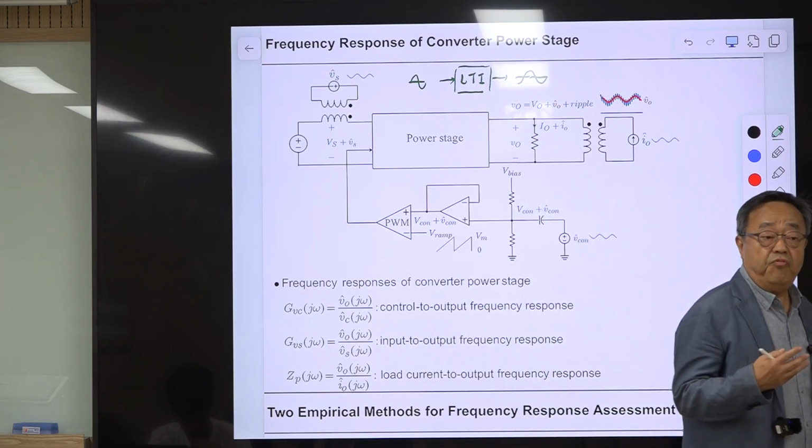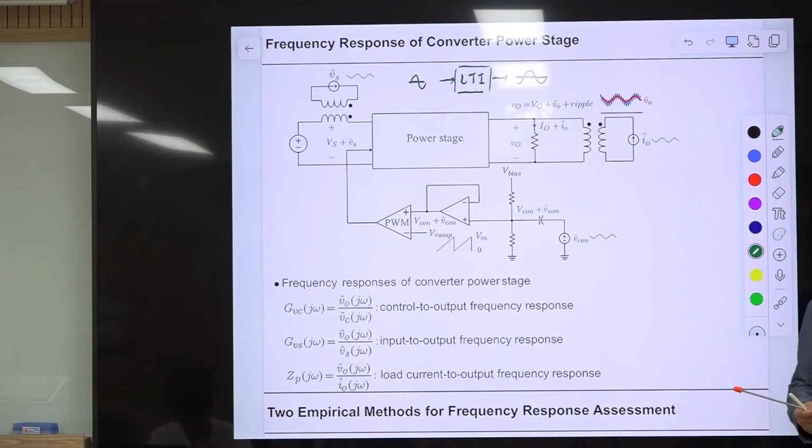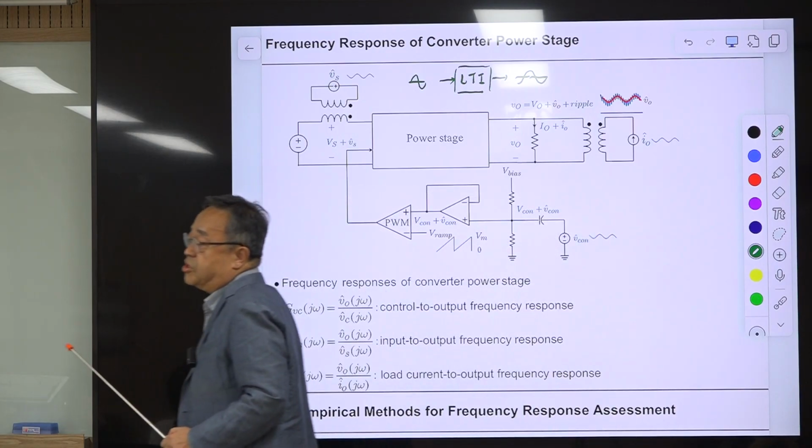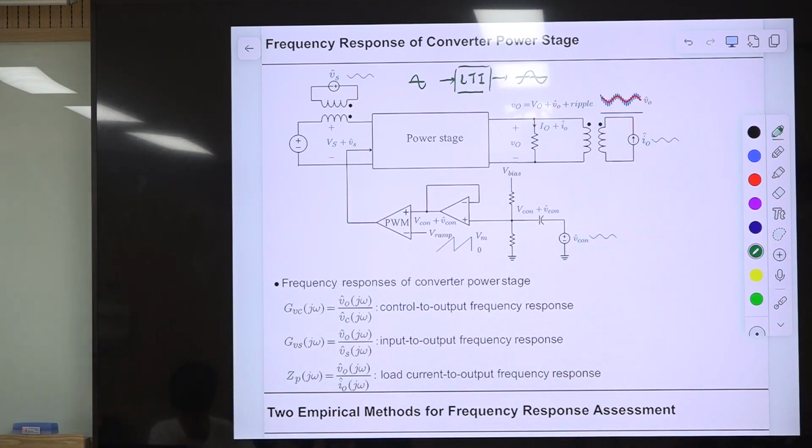Okay, somehow we want to extend this concept to the PWM converter. So the PWM converter is a nonlinear and time-varying system. So it is not easy, it is not suitable to directly apply the frequency response concept. Okay, so the method we have taken is this one.